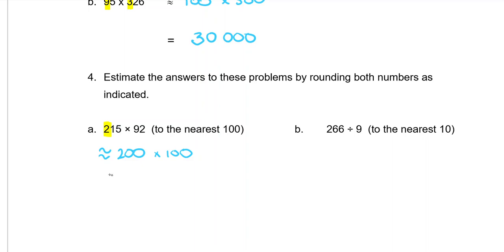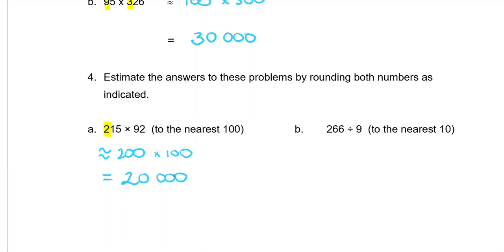Okay, now we're going to work this out exactly from there. So normal equal sign. 2 times 1 is 2. And then I have 4 zeros. So 1, 2, 3, 4 makes the answer 20,000.